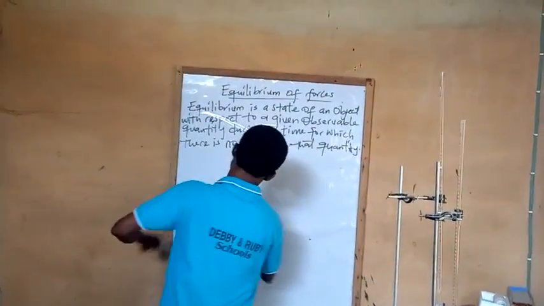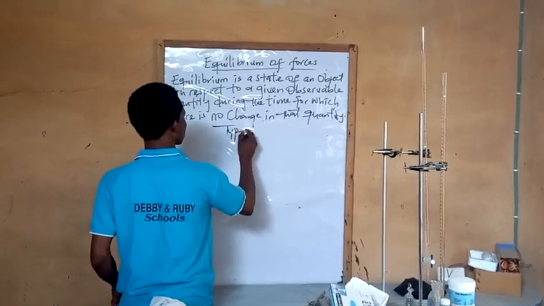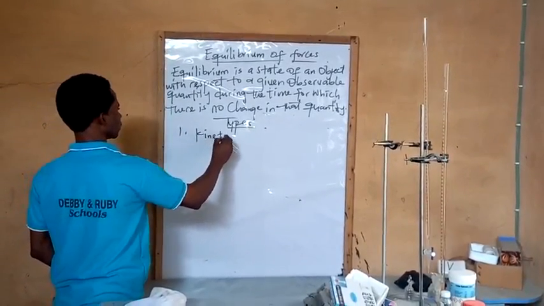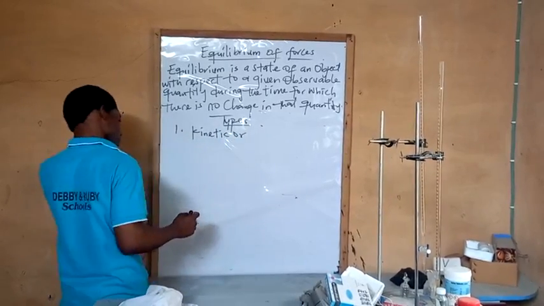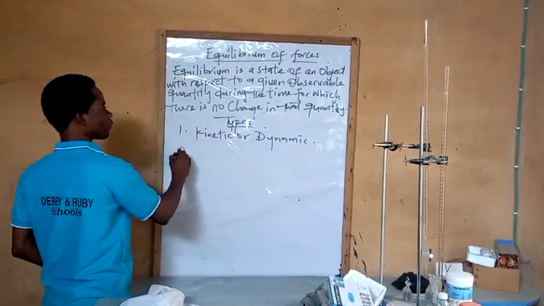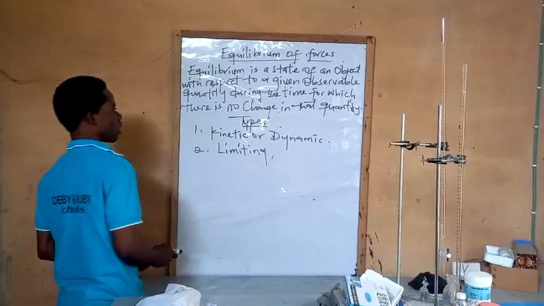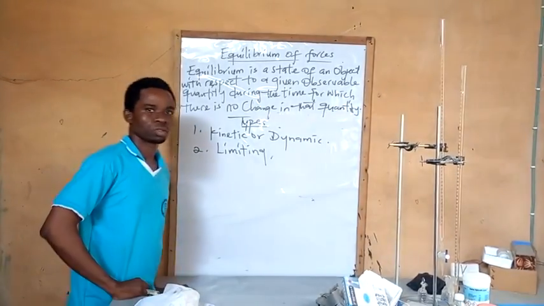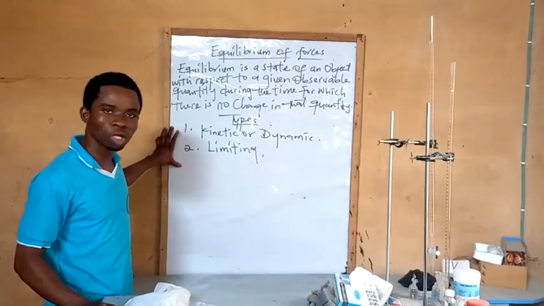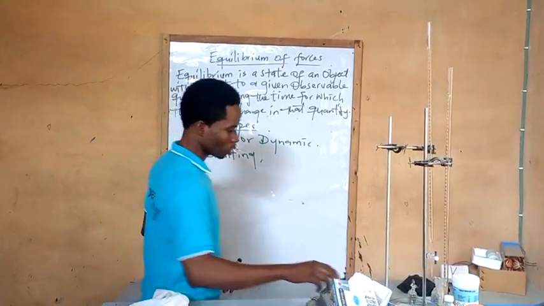Now, we have types of equilibrium. We have the kinetic or dynamic, and we have limiting. Though we have thermal equilibrium, but this is another thing, that's thermodynamics. But majorly we are going to be limited to this kinetic or dynamic and limiting equilibrium.